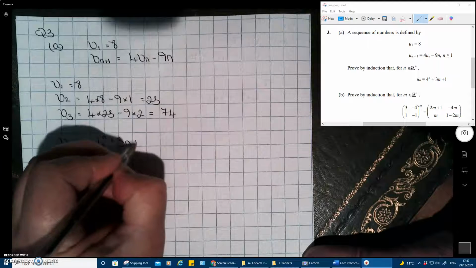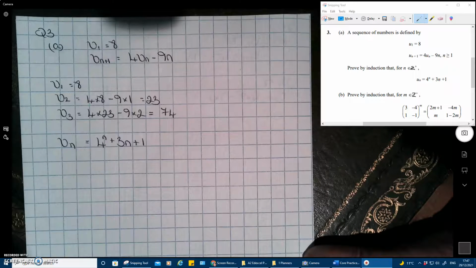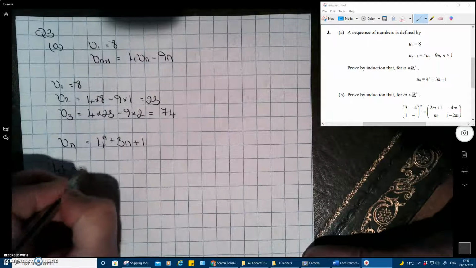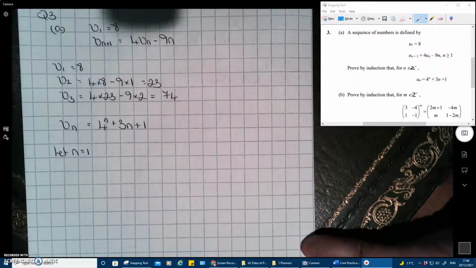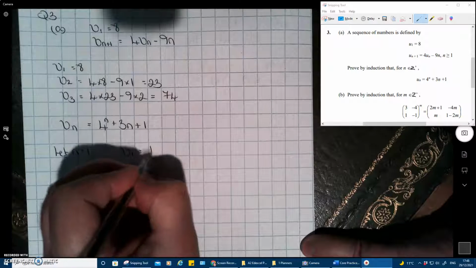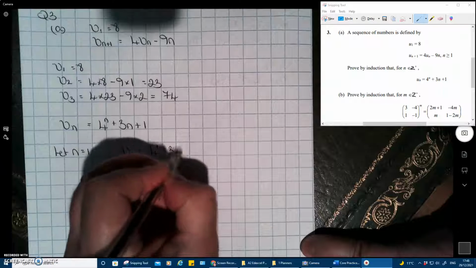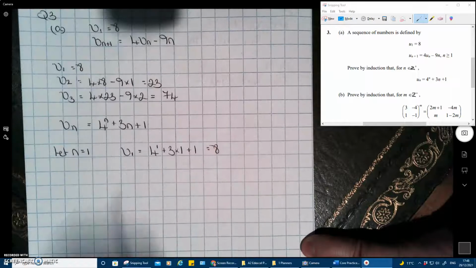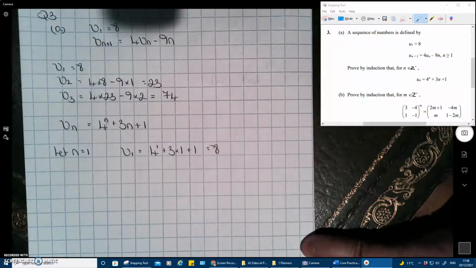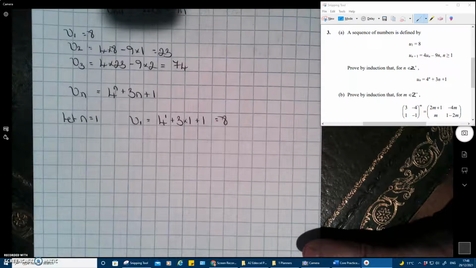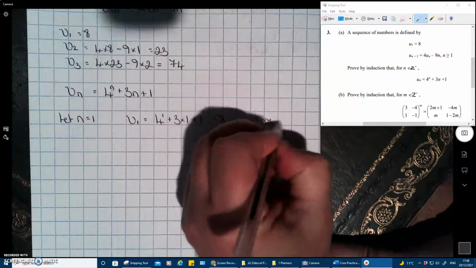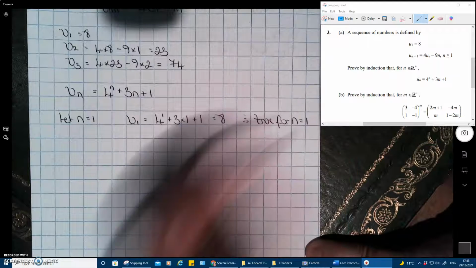Now we're asked to prove that un can be written in the form 4 to the n plus 3n plus 1. Okay, so we test. So let n equal 1, because we're trying to prove it works for n greater than or equal to 1. Then we've got u1 equals 4 to the power 1 plus 3 times 1 plus 1, which equals 8. Okay, to check our understanding, we could put n is 2 and we get 23 and so on. But we're not going to do that. We're going to prove it works for all by induction. So therefore, we can say it's true for n equals 1.